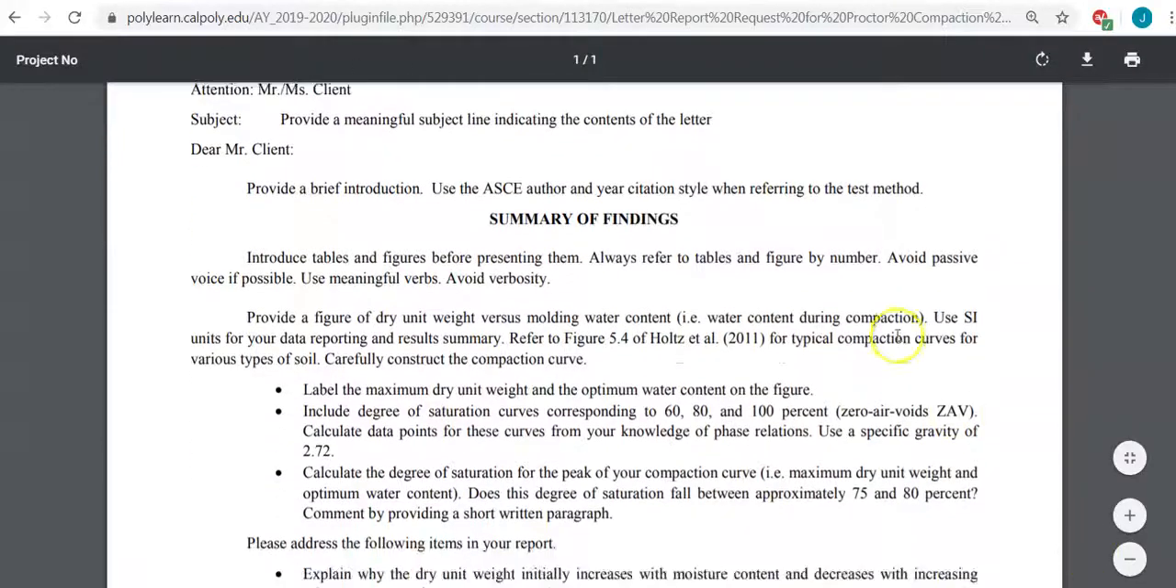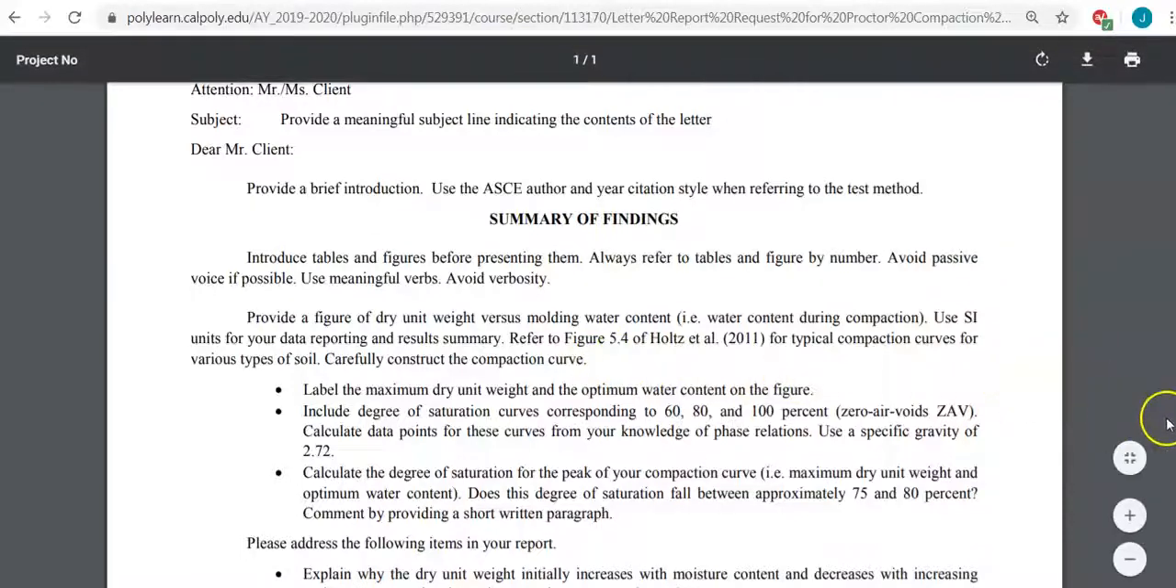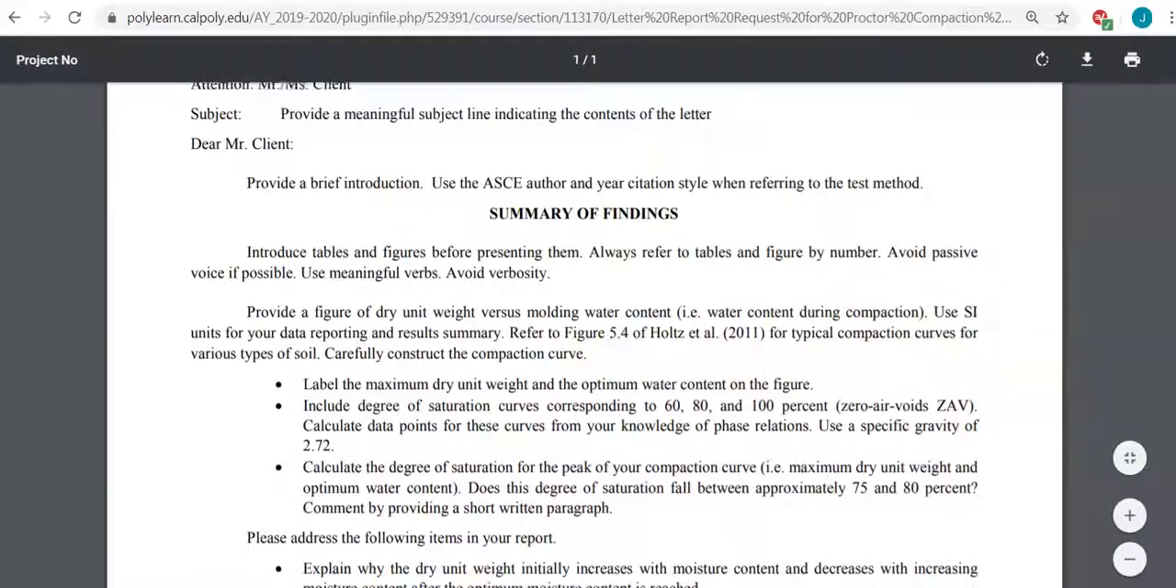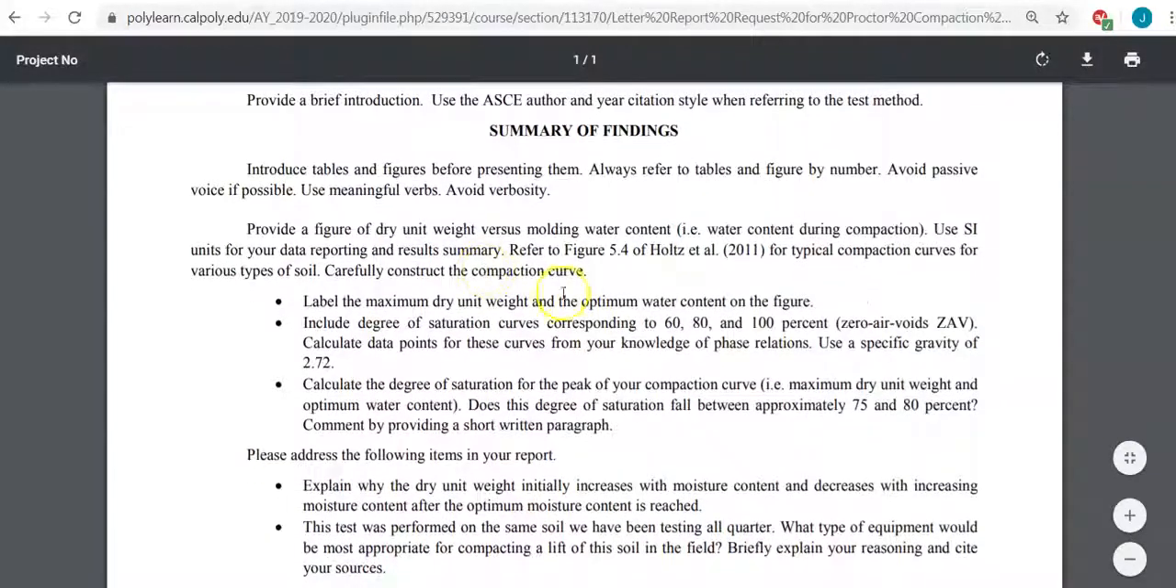Same old stuff here. What do you need to put in the summary of findings? Provide the compaction curve that I've been talking about. We're going to use SI units. This is a figure that we already looked at in Holtz and Kovacs and Sheehan. And be careful how you construct that figure. It's not going to be a parabola. You saw the different shapes. Make sure you label the dry unit weight max and the optimum water content.